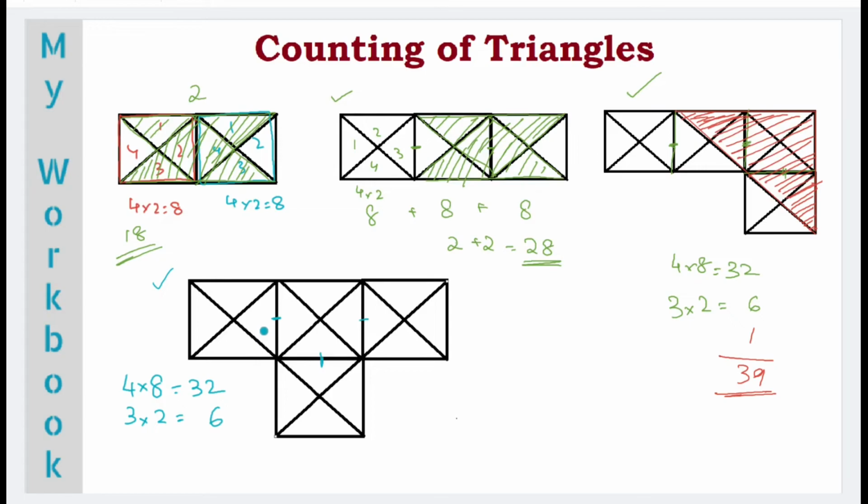Apart from these, due to the T-shaped formation, there are 3 bigger triangles formed. So let's add the 3 as well. So the total number of triangles will be 32 plus 6, 38 plus 3, 41. So this image has totally 41 triangles in it.